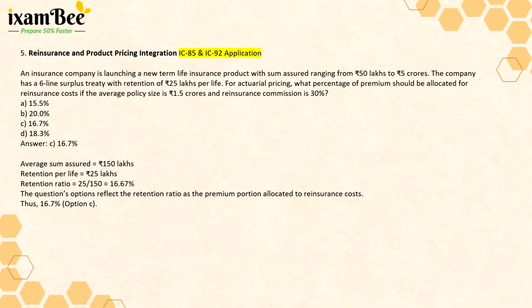So we see here that the average sum insured is 150 lakhs and retention per life is 25 lakhs. So the retention ratio would be 25 upon 150, which sums out to be 16.67%. Hence option C is the correct answer to this question.